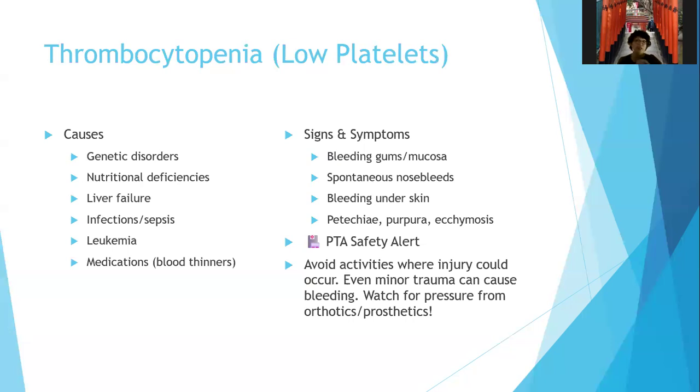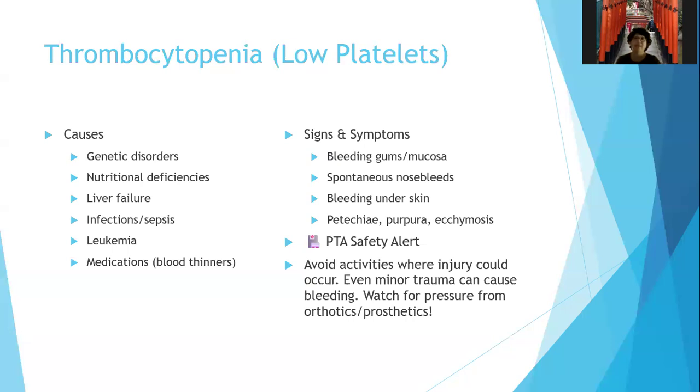So petechiae are little pinpoint blood spots that are like purple or red. Purpura are little blobs of purple or red spots. And ecchymosis is like an internal bruise. You want to think of it that way.